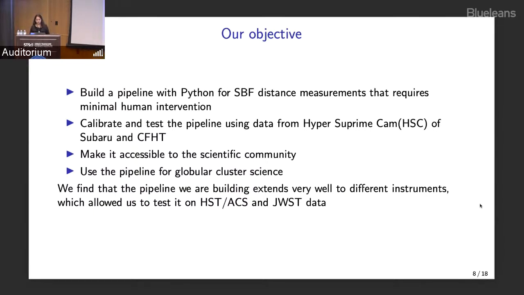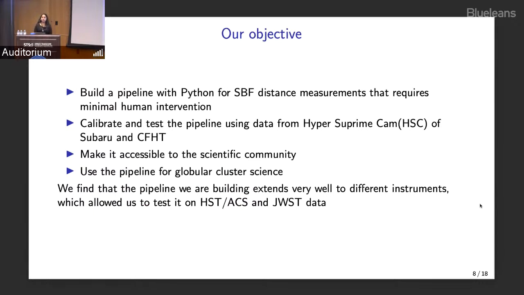Our goal in this project has been to build a pipeline with Python, using open source tools and software to make SBF distance measurement more accessible to the community. We're calibrating using precursor LSST data, which is data from the Hyper Suprime-Cam of Subaru, and also using CFHT data. Our overarching endgame is to make it accessible during the operations of Rubin, when we'll have data from hundreds of thousands of galaxies. We would also like to use this pipeline for globular cluster science, because it's an ancillary data product that comes out very naturally, and we can use it to do science.